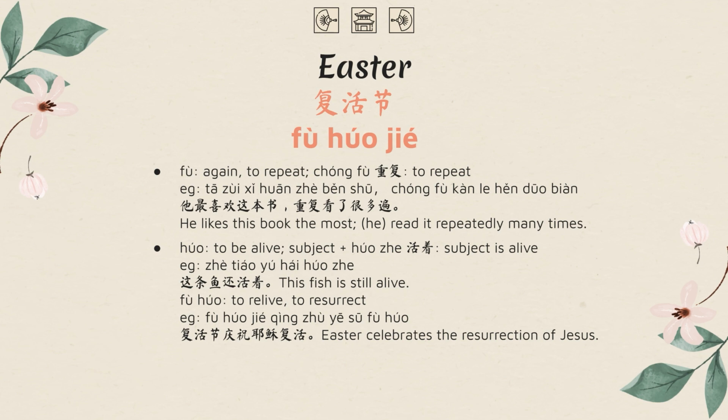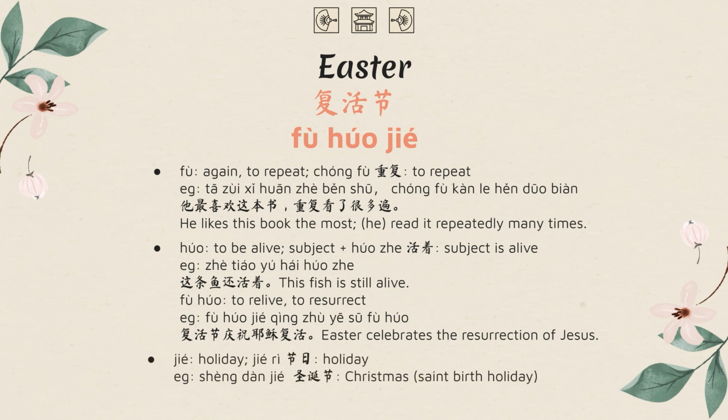So 复活 together means to be alive again or to resurrect. My example sentence is 复活节庆祝耶稣复活. So 复活节 is Easter. 庆祝 means to celebrate. We'll see it again in our next slide. 耶稣 means Jesus. And we know 复活 means to resurrect. So the whole thing means Easter celebrates the resurrection of Jesus. 节 means holiday. And the complete way of saying holiday is 节日.